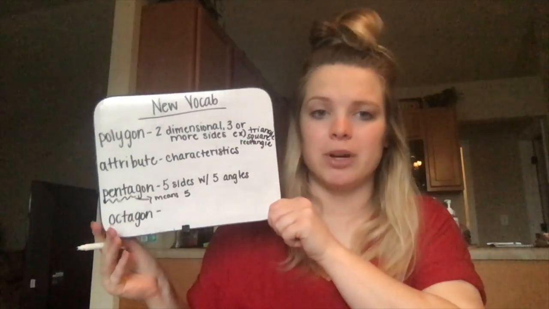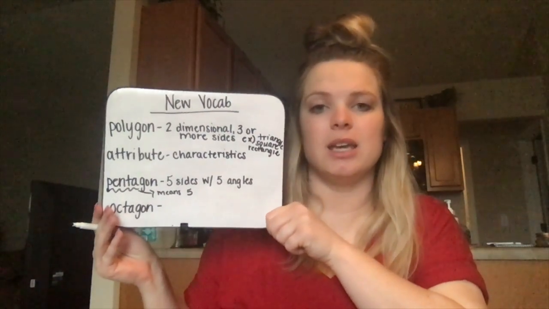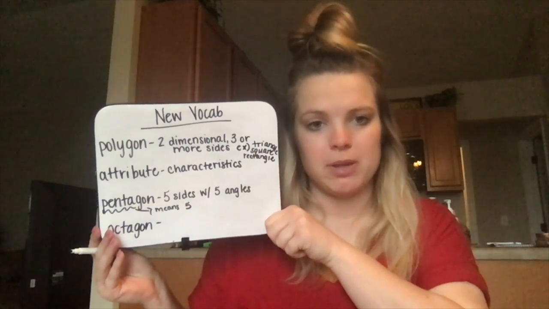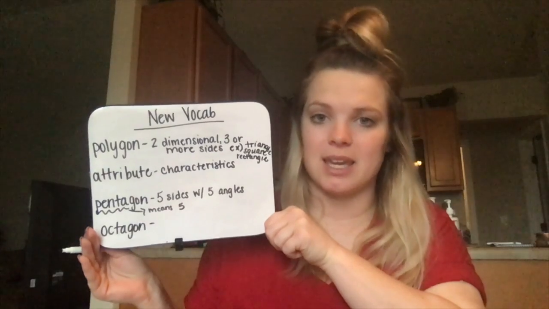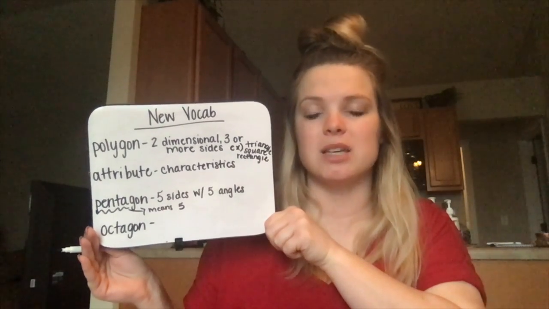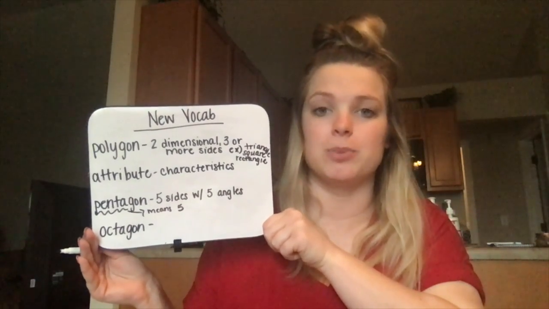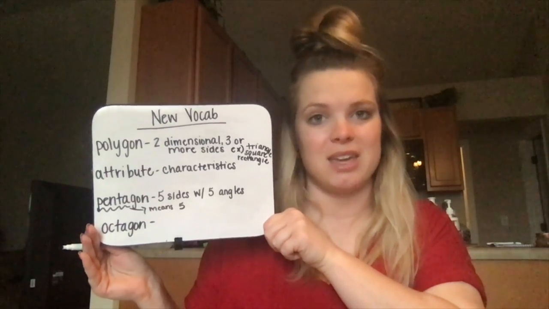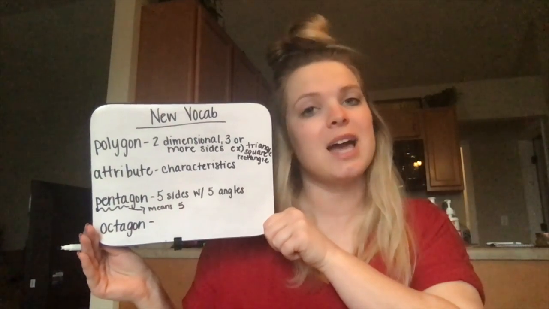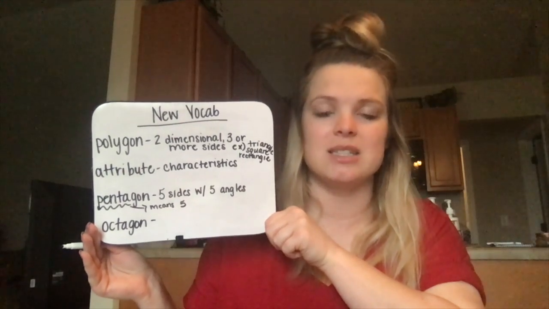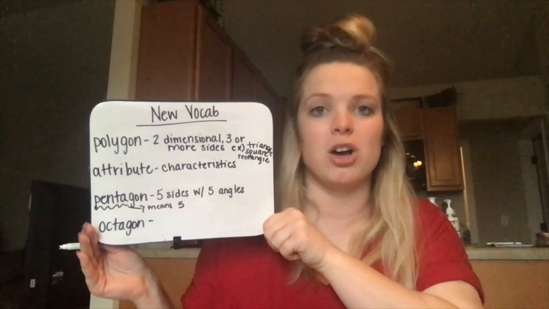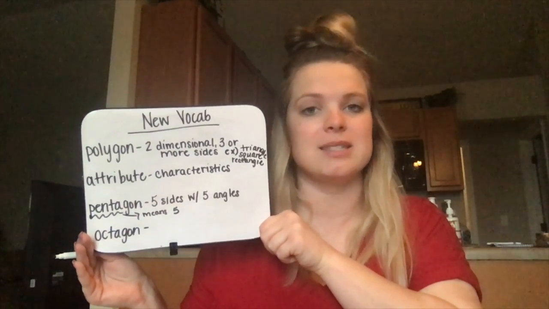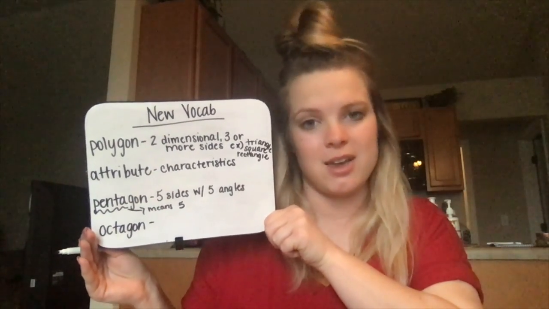Okay, the last word that we're going to talk about is an octagon. An octagon is also a type of shape. Octagons are shapes that have 8 sides and 8 angles. Octa means 8. So if you think of like an octopus has 8 legs. So shapes that are octagons are going to have 8 sides and 8 angles. If you think of a stop sign also is an octagon because it has 8 sides and 8 angles.